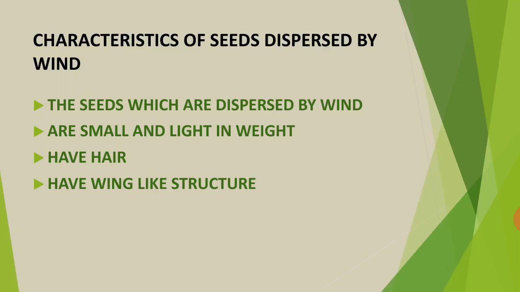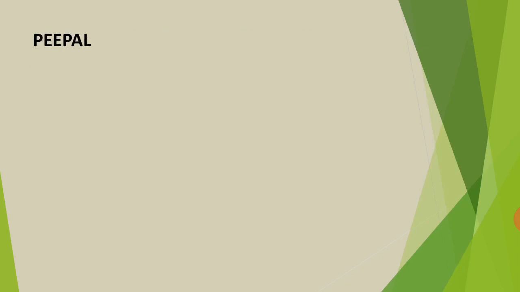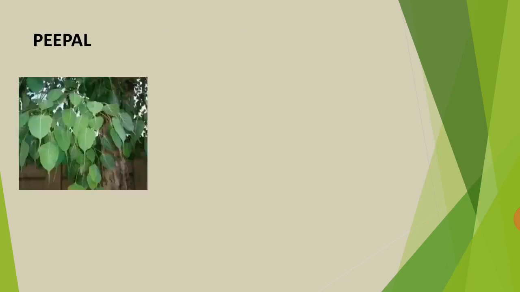Now let us understand how seeds are carried from one place to another by wind by taking some examples which are very common. For example, first is the peepal tree. I think all of you must have seen the peepal tree. This peepal tree is a big tree which produces uncountable number of seeds, many and many seeds.